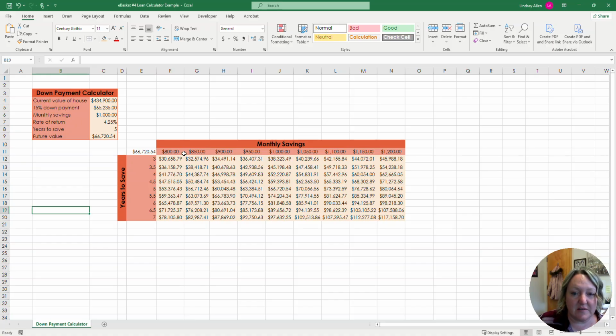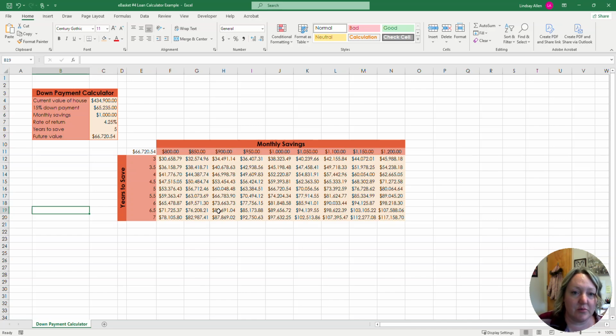This looks like they did every $50 increment. You could do every $100 increment. It's whatever you want to do. And then you're going to run the data table, and then it's going to populate all this stuff in yellow for you, and that's all you've got to do. So don't stress about it.